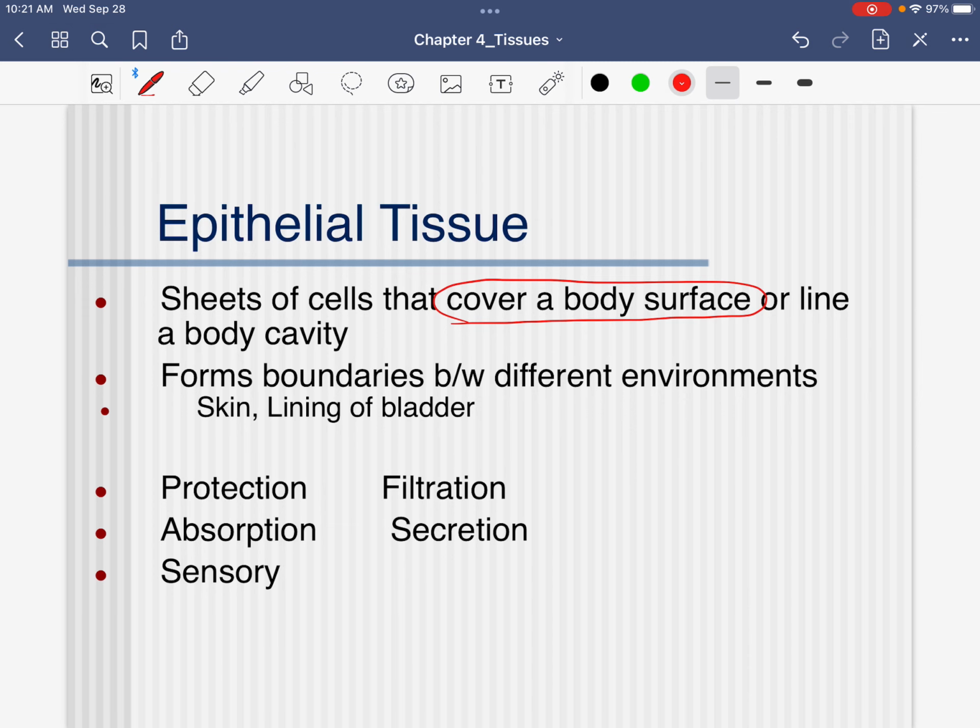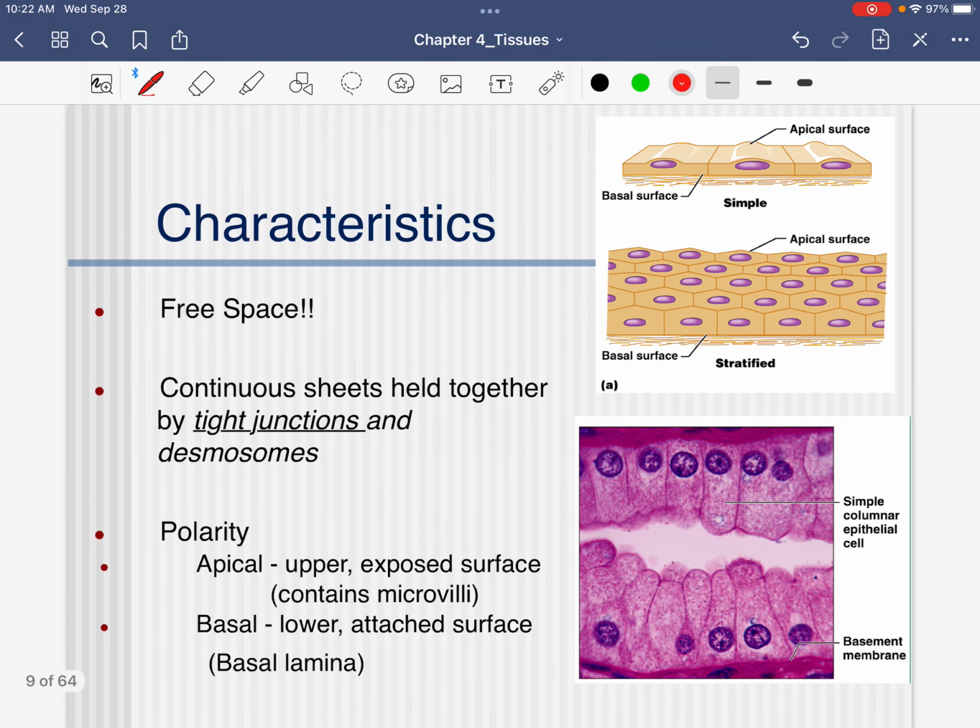Okay, now with each type of tissue, each category, we're going to talk about its characteristics. So here we go. For epithelial tissue, some of the characteristics that are unique to this tissue. First, free space. Some call it free space, some call it open space. When you look at a slide of epithelial tissue or a picture, down here in the bottom right, for example, there will be some part of the slide or picture that is completely clear or open, meaning there's not tissue or cells covering it.